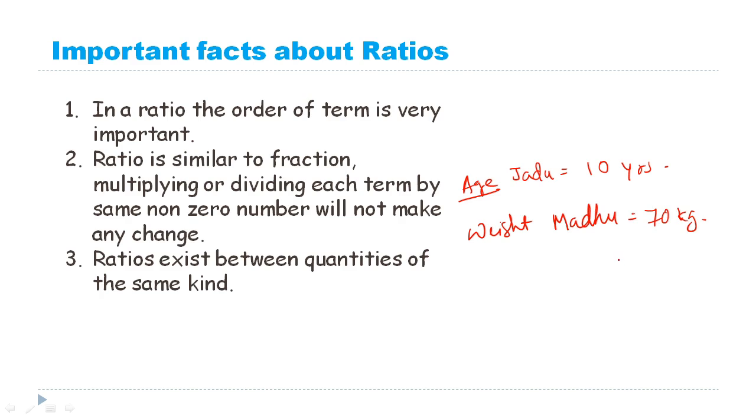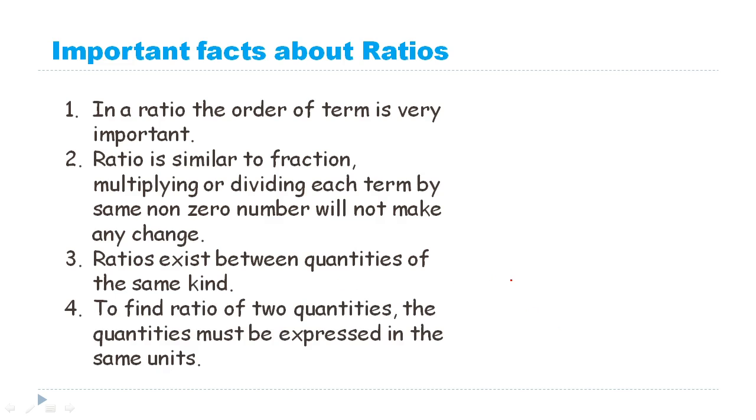Okay. It is impossible to compare this. Why? Because these two data are not of the same kind, right? It is the age and it is the weight. Then how can we compare them, right? Comparison can be done only between the same kind of quantity. So never ever compare two different kinds of quantity, right? Ratios can be used only when you are going to compare two quantities of the same kind.